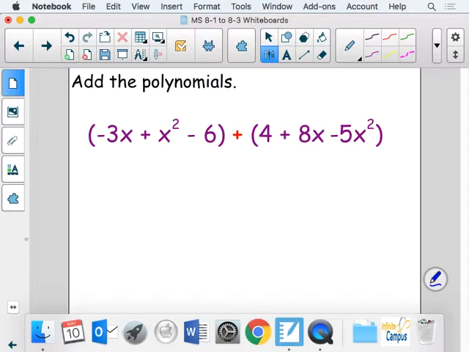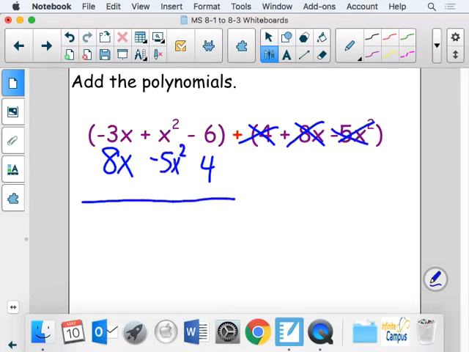We're adding again here. So I'm going to line up like terms. 4 is going to go under here. Positive 8x is going to go under negative 3x. And negative 5x squared is going to go under x squared. So negative 3x plus 8x is positive 5x. X squared minus 5x squared is negative 4x squared. Negative 6 plus 4 is minus 2 for your final answer there.